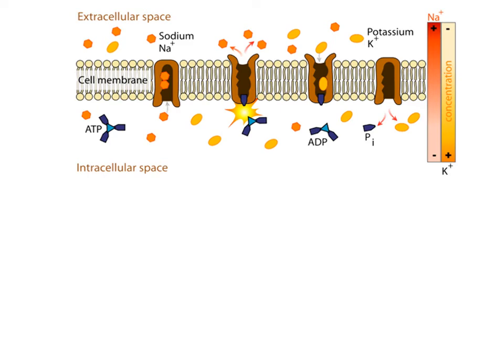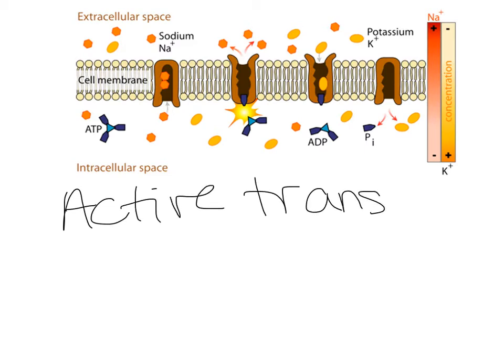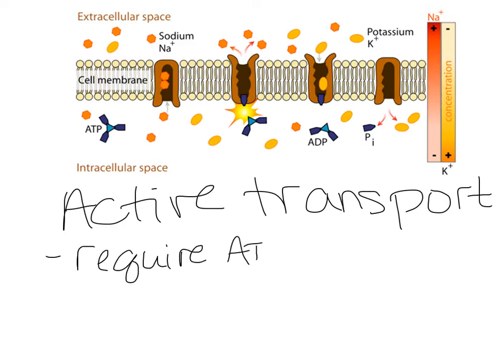Okay, so today's video is going to talk about active transport. And last time we talked about passive transport, or diffusion. This time we're talking about active transport, which is basically the opposite of passive transport or diffusion. So if it's the opposite, then this is going to require energy. It's going to require an input of ATP, where diffusion or passive transport did not.